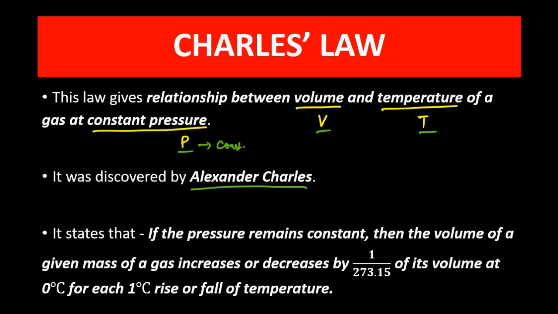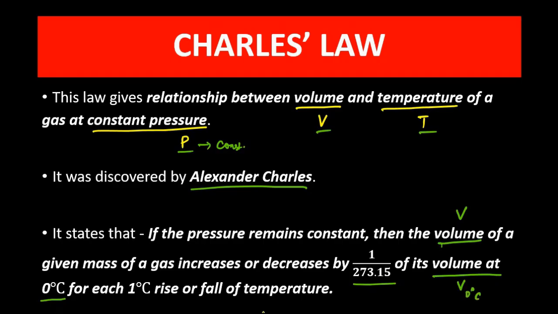So what is the statement of Charles' law? It states that if the pressure of a gas remains constant, then the volume of the gas V increases or decreases by 1 by 273.15 of its volume at 0 degrees Celsius. This is very important. Here this volume is the general volume of a gas at any temperature, and this volume is the volume at 0 degrees Celsius.